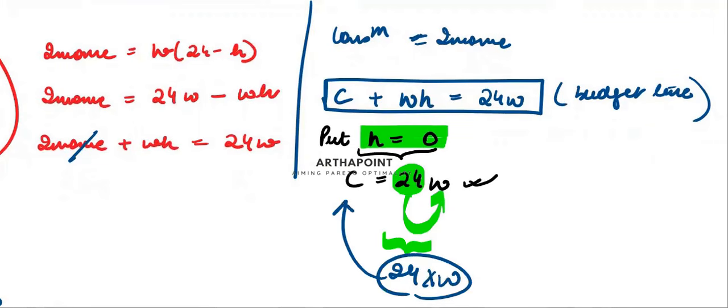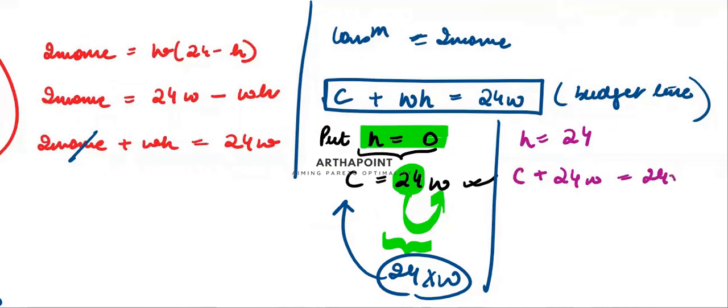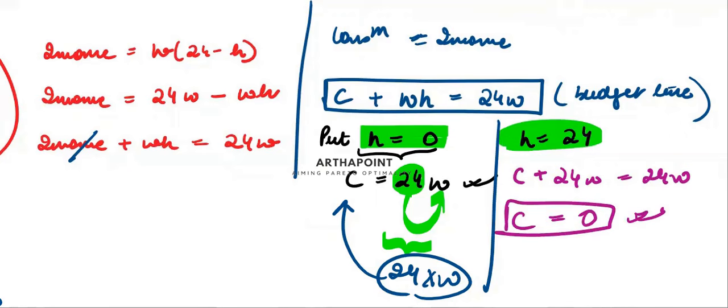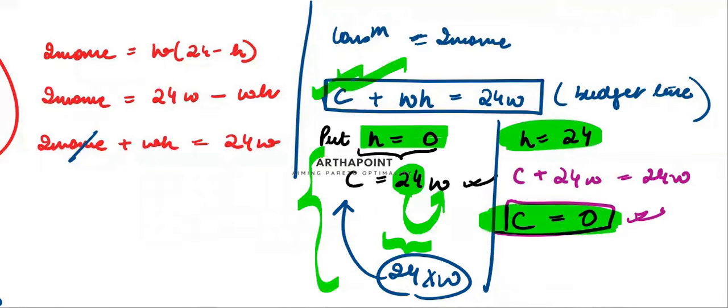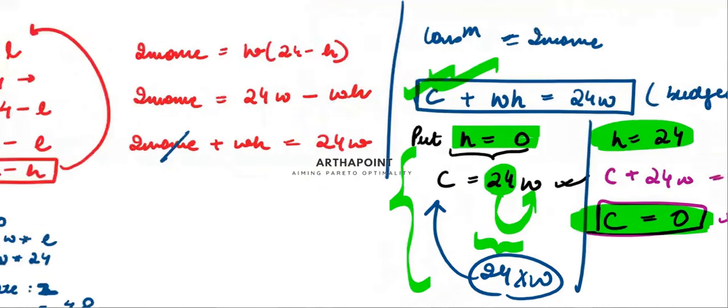And that will be your consumption also. Now let's put H as 24. That means all my work, I'm putting all my hours into leisure. So I will get C plus 24W is equal to 24W. So I will get C is equal to 0. This is also correct. If I'm enjoying all hours of leisure, then my consumption would be 0, isn't it? So from this, I get that this is the correct line. It's matching these 2 points. So this is my budget line.